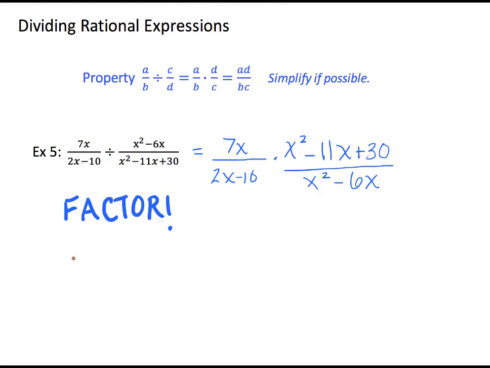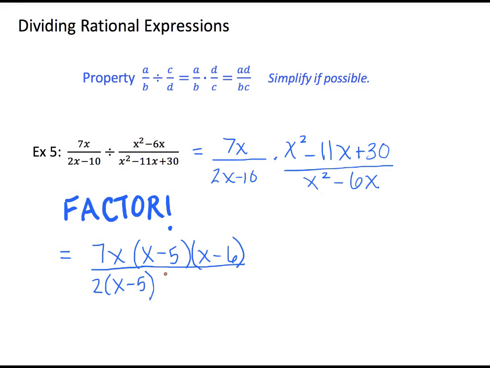It's my golden ticket again. Anything that factors, take care of it. So that denominator has a common factor of 2. I'm going to go ahead and write that as 2 times x minus 5. In the second rational expression, that numerator there can be factored. It's a quadratic. You can factor that into x minus 5, x minus 6, and that denominator has a common factor of x.